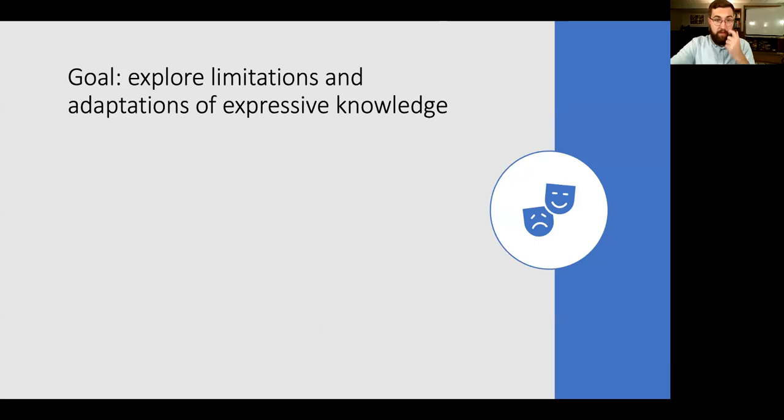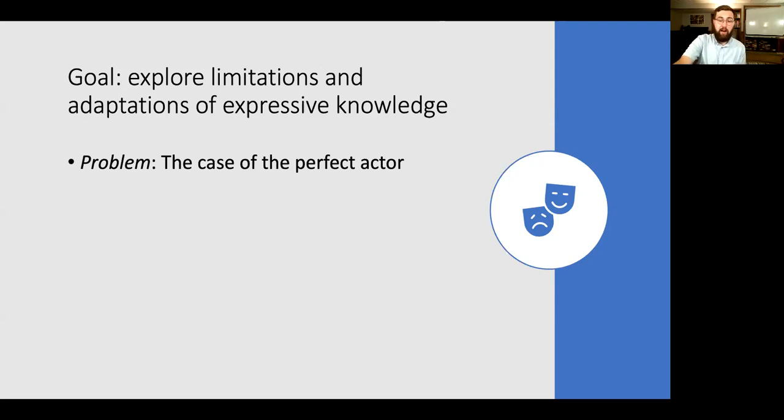Just to run through a few of the problems that I will be looking at. First is the case of the perfect actor. Gomes claims that expressions are necessarily tied to certain emotions and cannot occur without them, which rules out the possibility of faking them. Because it seems possible to fake them, for example, in the case of a perfect actor on stage, this is a challenge for the hypothesis.